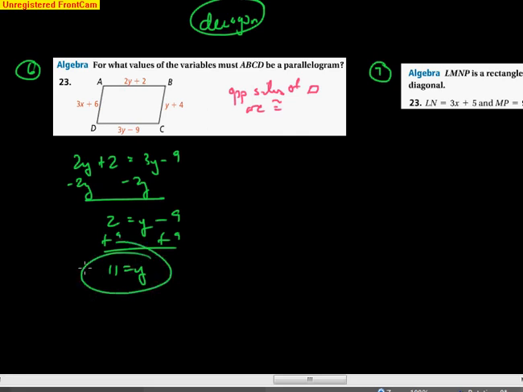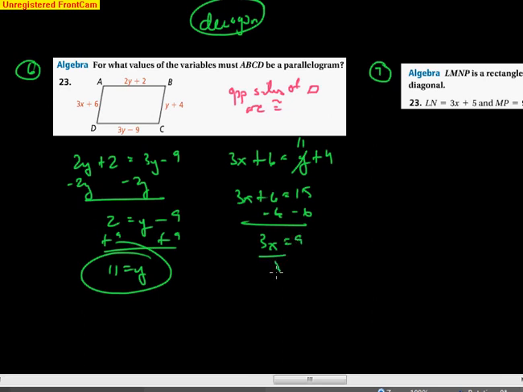There's y. And now to find x, 3x plus 6 should be equal to y plus 4. Y is 11. So 3x plus 6 should be equal to 11 plus 4, which is 15. Subtract 6. 3x is 9 and divide by 3. And x is 3. And there are the two values of the variables that make the opposite sides congruent, which would then make this a parallelogram.